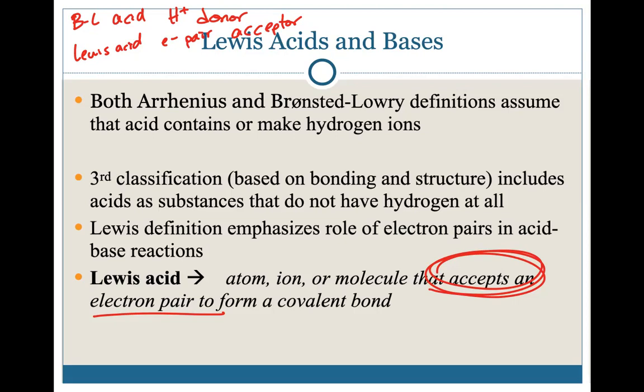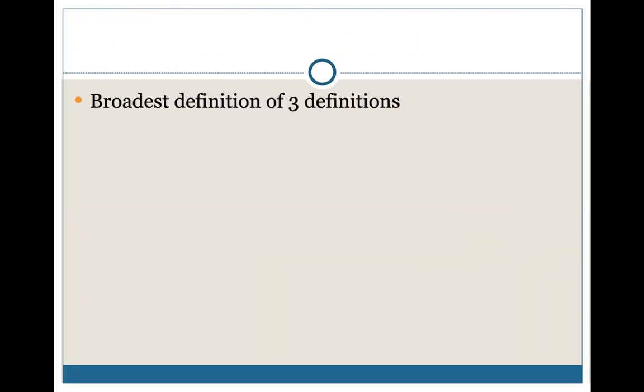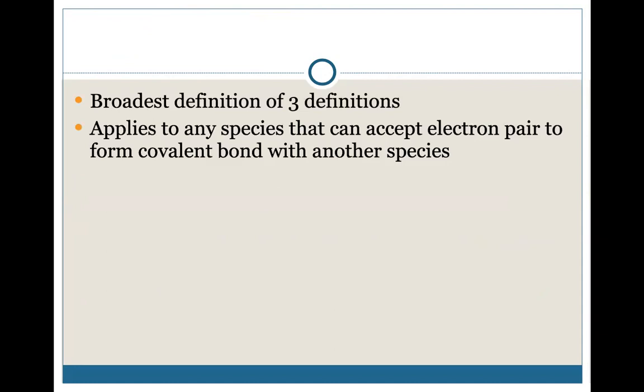Anything that fits the definition of an acid is going to be an acid no matter what. It's not going to be an acid under one definition and a base under a different definition. That's kind of what I'm saying. Again, it's the broadest of the three definitions. Anything that can accept an electron pair to form a covalent bond is a Lewis acid.